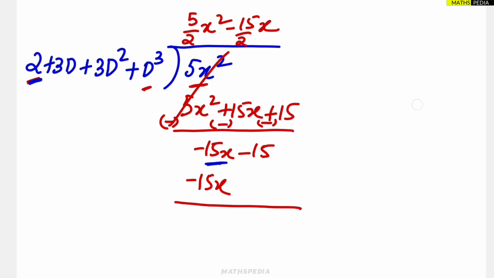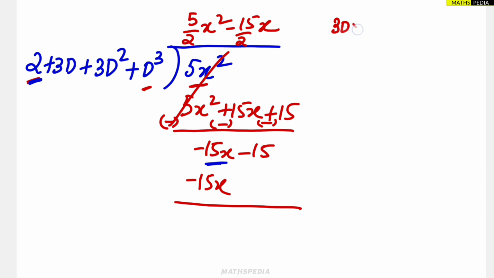Now my D into minus 15 by 2x, right? I have to do that. So minus 15 by 2, you take it outside. So 3 into minus 15 by 2 into differentiation of x is what? 1. So the answer will be minus 45 by 2, right? Next, I have to take 3D square into differentiation of minus 15 by 2x.